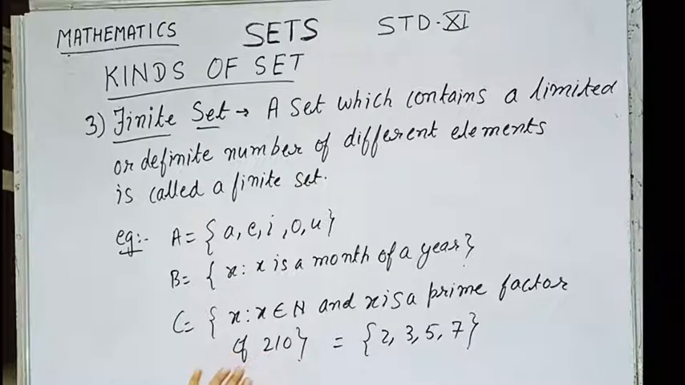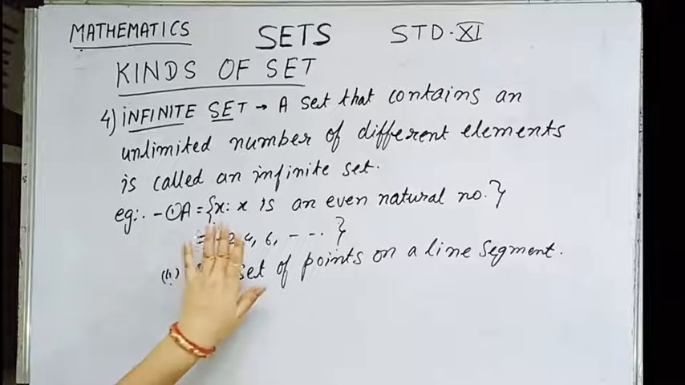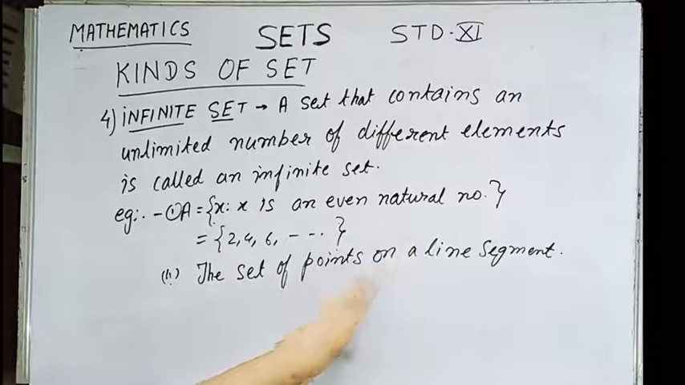Now the fourth one, infinite set. Now children, as the name suggests, infinite, the meaning is that a set that contains an unlimited number of different elements is called an infinite set. The number of elements is infinite. Examples: x such that x is an even natural number. Obviously the set will be 2, 4, 6 and so on.